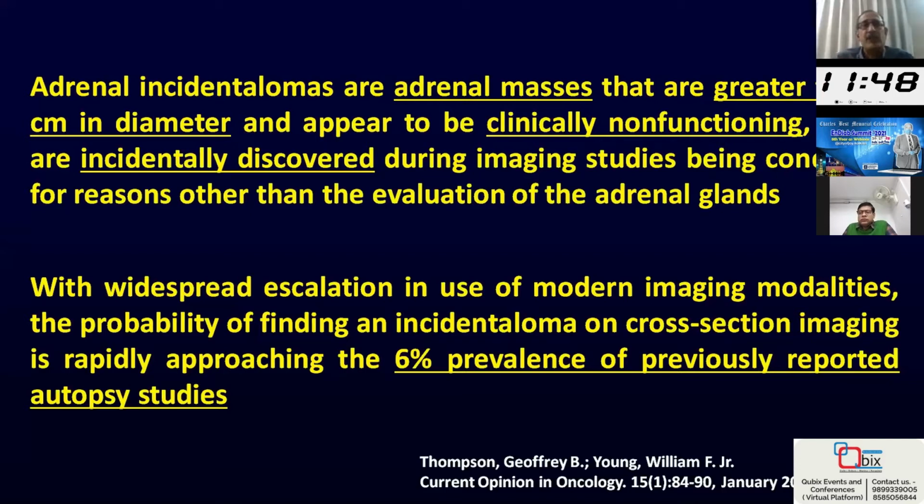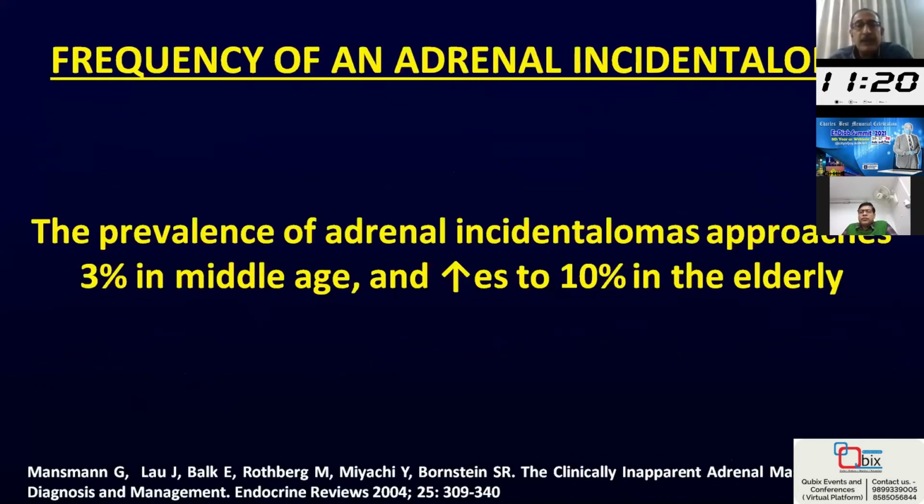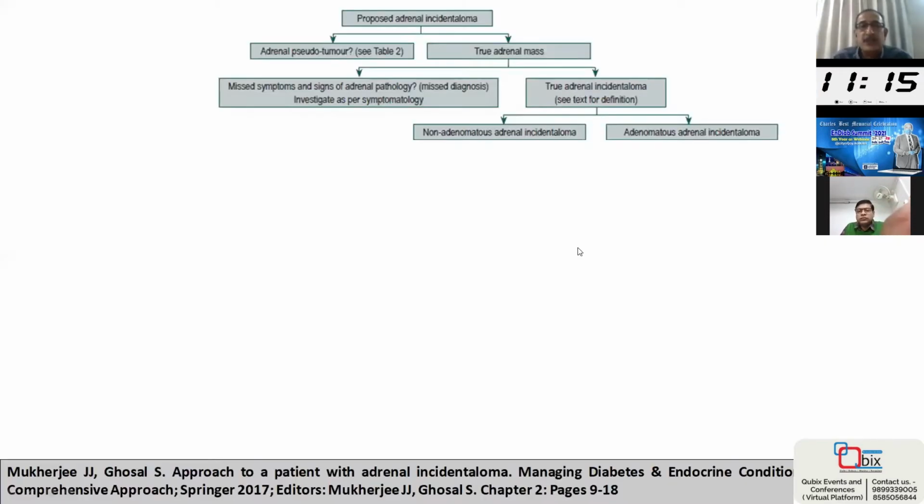What is an incidentaloma? They are adrenal masses that are greater than 1 centimeter in diameter. Even today, 1 centimeter is the cutoff, and they appear to be clinically non-functioning, incidentally discovered, like it was discovered in this patient. They are not uncommon. If you take all age groups, the prevalence is probably 1 to 3%. But if you take people above the age of 50 or above the age of 80, as many as 1 in 10 may have an adrenal incidentaloma. That's what it says here, 3% in the middle age and more than 10% in the elderly.